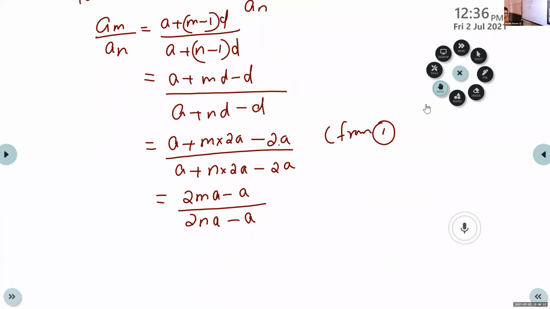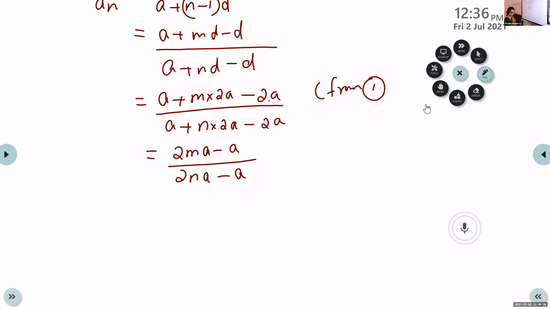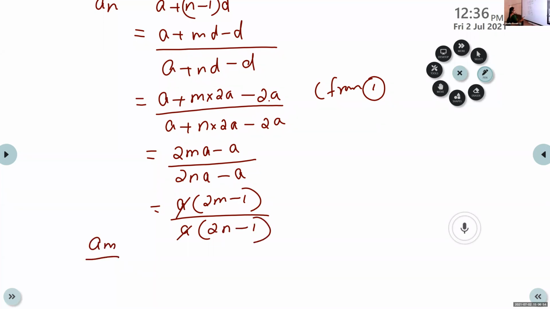Check whether you are getting the answer. We have been given what the ratio is; you have to show that. Take a outside: 2m minus 1, here also 2n minus 1. So am by an equal to 2m minus 1 by 2n minus 1. We have used just those two formulae, Sn and an.